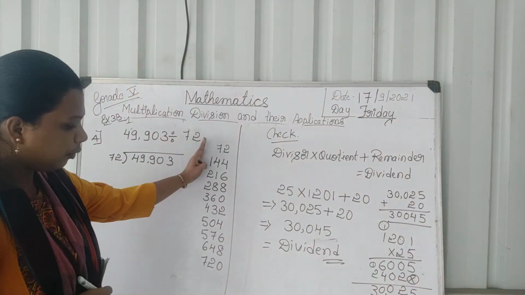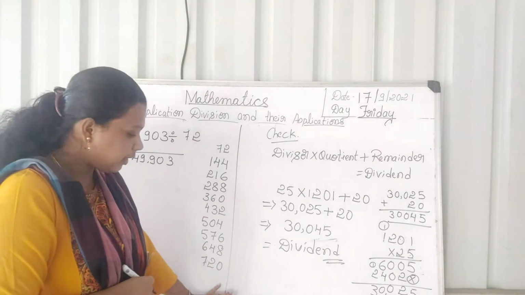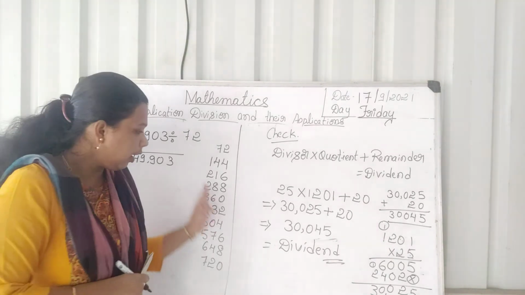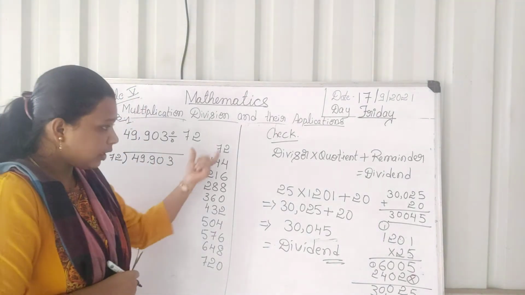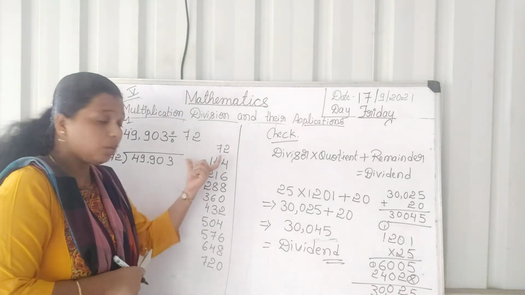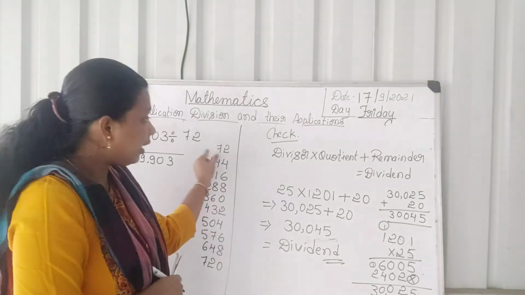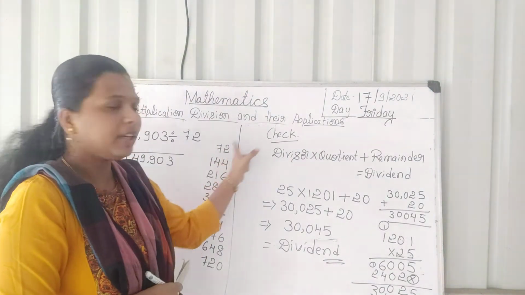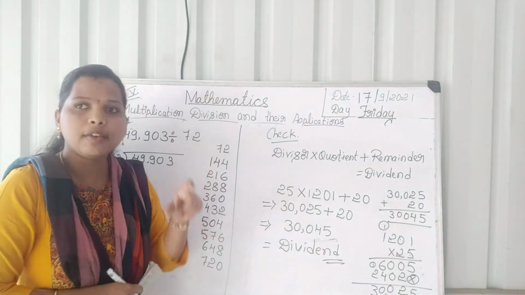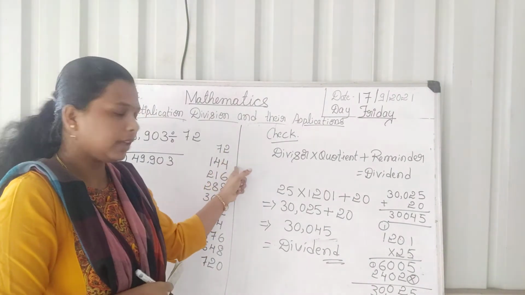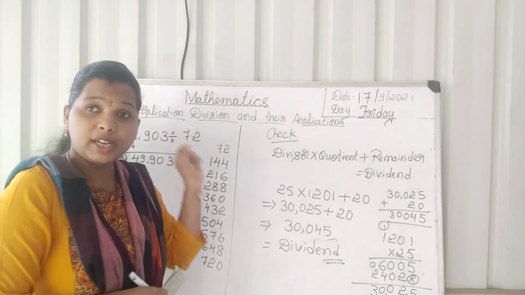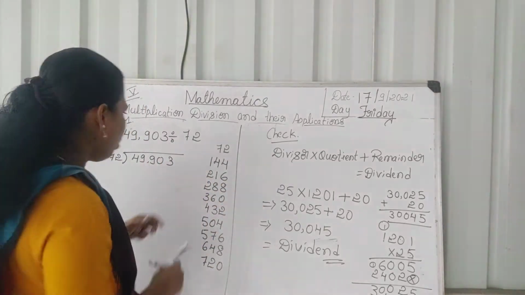If you write the tables on the right side of your page, then you can easily divide. It is not easy to remember the 72 table, so at that time you should multiply and write it down. 72 multiplied by 1, you get 72. 72 multiplied by 2, we get 144. Like that you should multiply and write down the table first, then solve it.